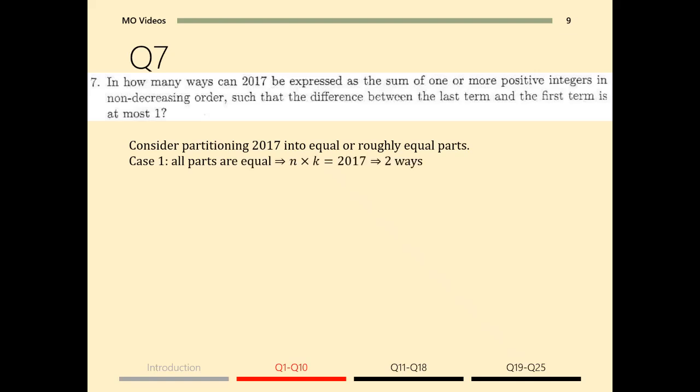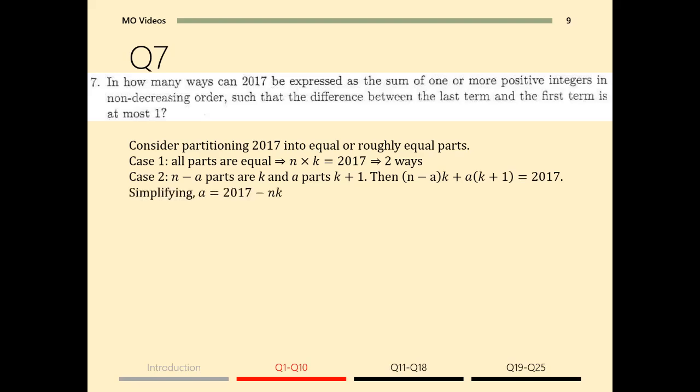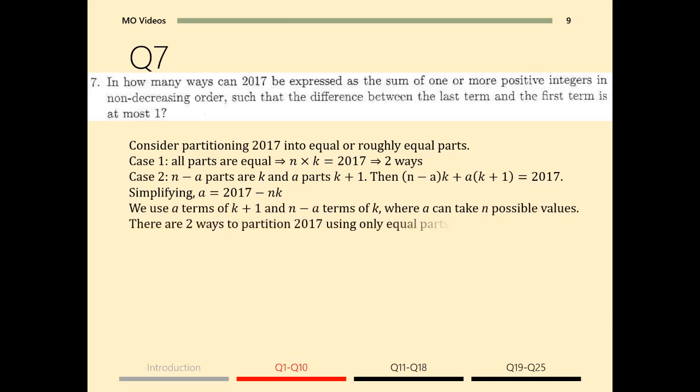For the first case, you have two possible ways: 2017 tiny parts of 1 each, or 1 part of 2017. For the second case, we have n minus a parts of k, and a parts of k plus 1. Hence you get this equation, and simplifying, we have a equals 2017 minus nk. A can take n possible values, so there are n minus 2 ways to distribute the terms k plus 1. Summing up with our two ways to partition 2017 with only equal parts of k, we have n equals 2017 possible ways.